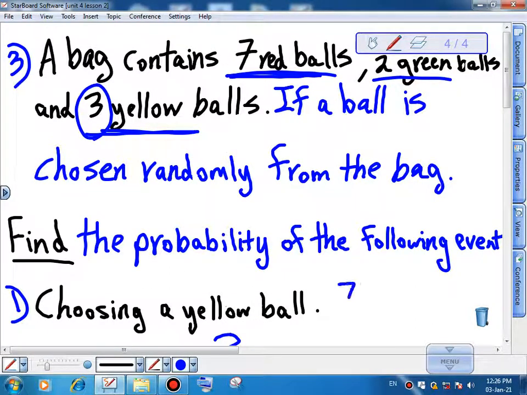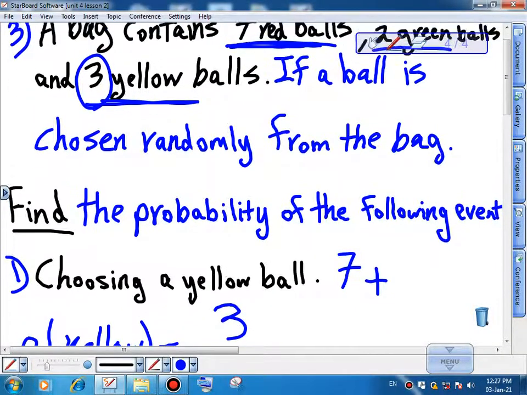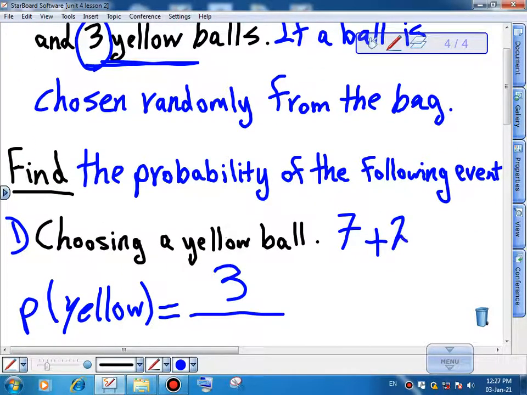I have 7 red balls, and I need to get the total number of balls. I have 3 types of balls, so I will get the summation of these types. First one, 7 red balls. Second one, 2 green balls. And the last one, 3 yellow balls.